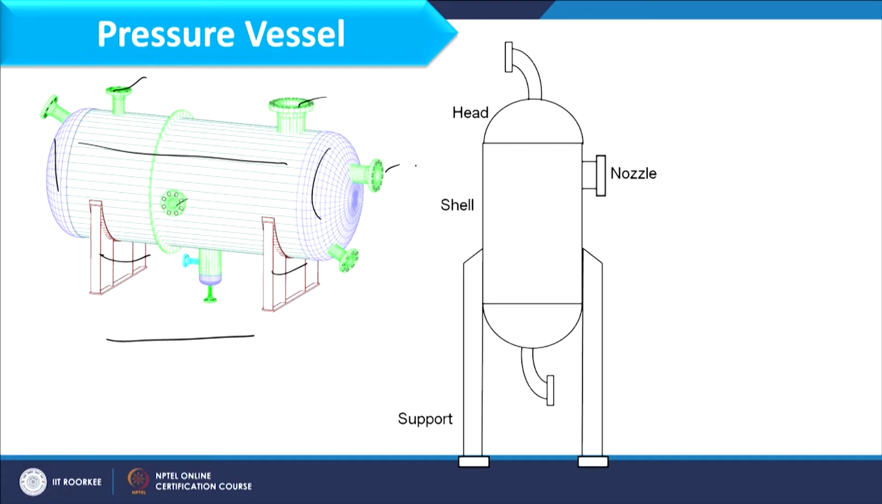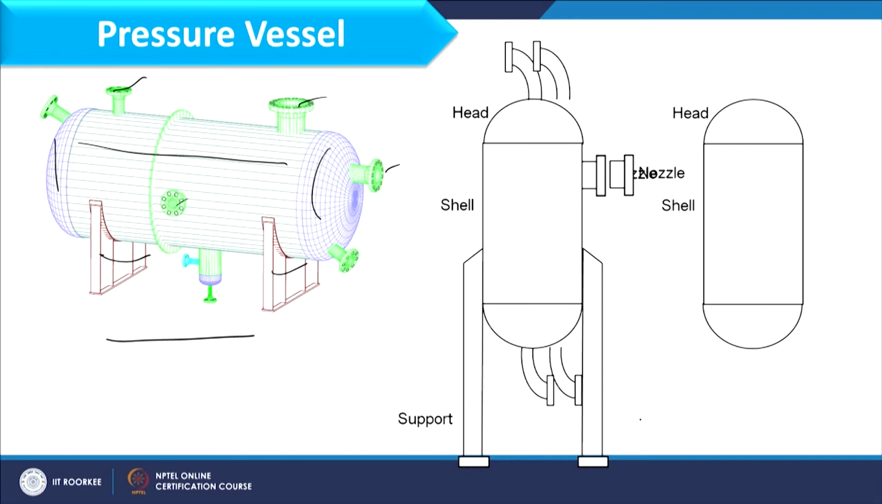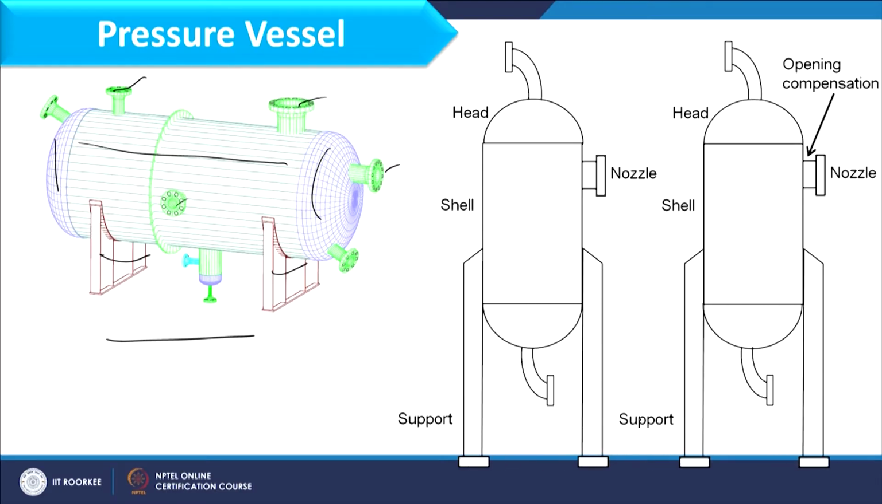Another schematic I am having is the pressure vessel which is placed horizontally, and it has different components which are written over here. So here we will start design from the shell and then we will cover heads and then nozzle, and then compensation, that is related to the opening which is placed in shell as well as head, and then finally we will discuss the support to be placed in this pressure vessel. So here I am having different components.